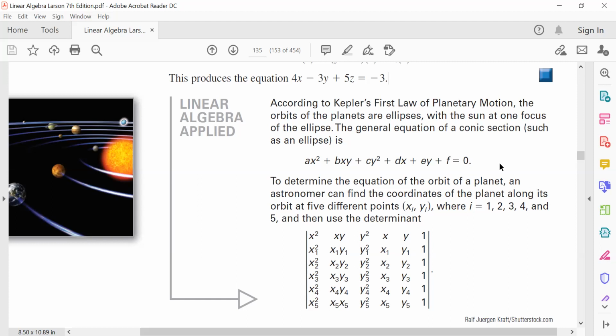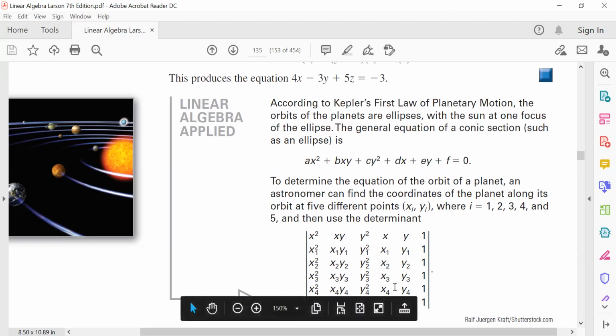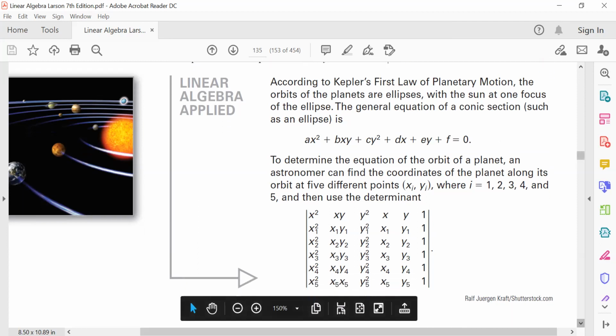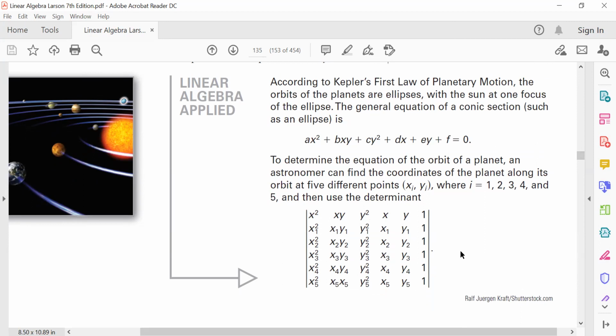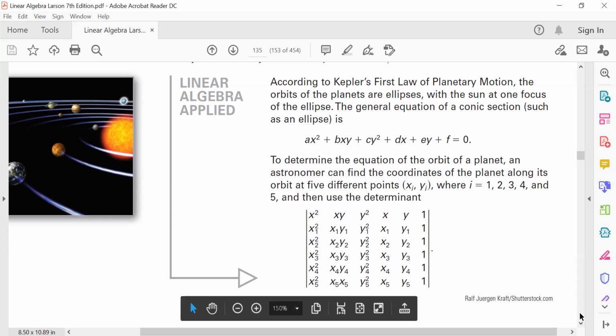Anyway, it turns out that there's a very similar process to find the equation of an ellipse. If you have a planet orbiting, and the coordinates of 5 points, you could stick those 5 points, point 1, point 2, point 3, point 4, and then point 5, into this, and then put your general x squared, xy, y squared, x, and y, and then across the column of ones. So you can use this determinant here to find the equation of the planet's orbit, which is awesomely cool.